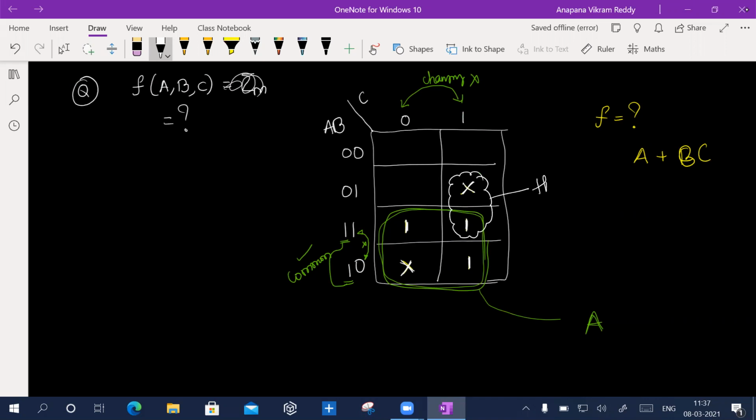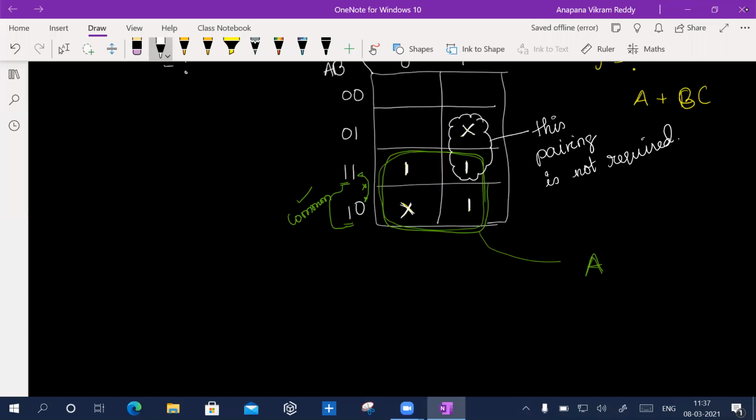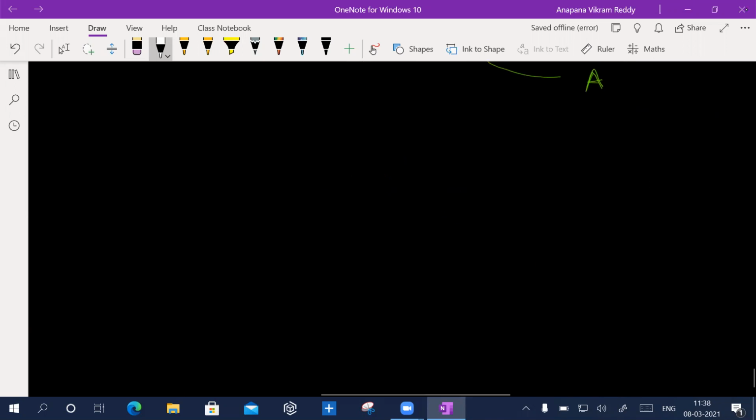So this pairing is not required. Are you all able to understand this? So finally, what is the answer? F equal to A, sir. This is the answer, that's it. If everyone understood, then we can go for the next question, okay? So like this, you can solve any questions here, there is no big deal.